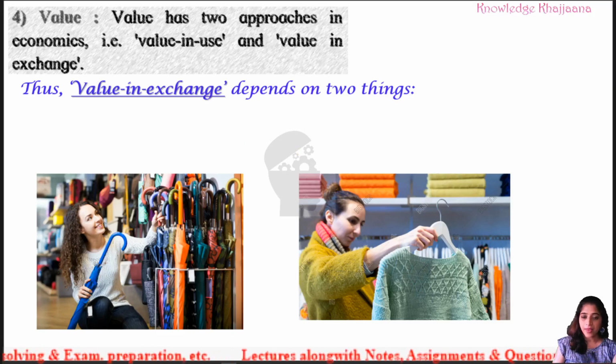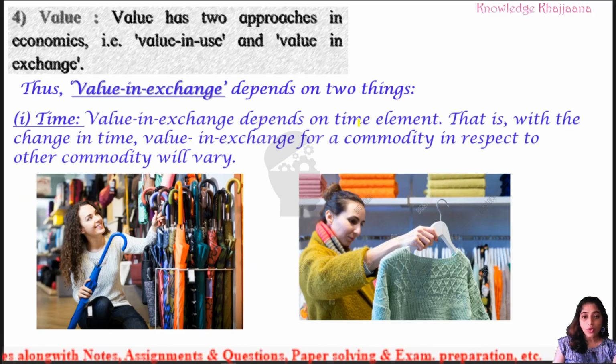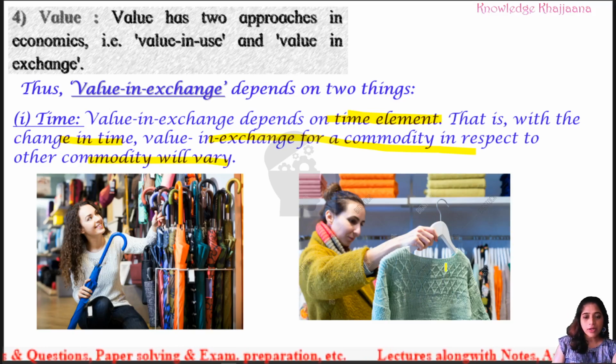Value in exchange depends on the time element. That is, with the change in time, the value in exchange for a commodity in respect to other commodities will vary. For example, will you pay the same amount told by the shopkeeper in the rainy season to purchase woolen clothes? No, because you don't have its value at that time. You won't purchase a raincoat or umbrella in the summer season because it doesn't have any time element. So this value in exchange depends on the time element and changes as the time changes.